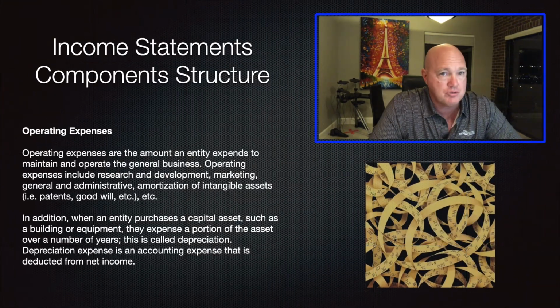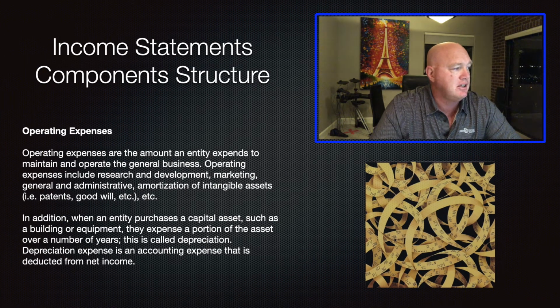After we figure out the gross profit, then we take out the operating expenses. So operating expenses are the amount an entity expends to maintain and operate the general business. Operating expenses include research and development, marketing, general administrative, amortization of intangible assets, for example, patents, goodwill, etc.